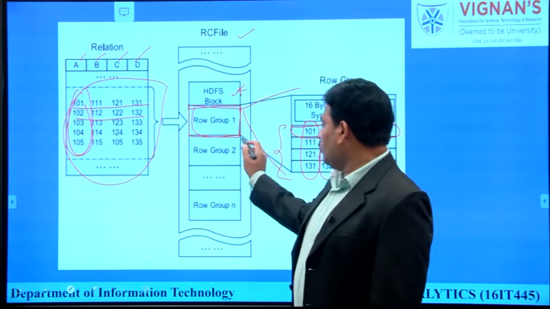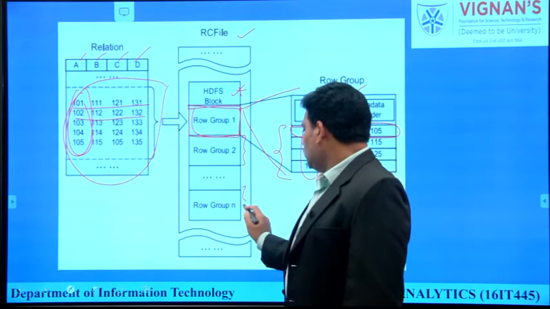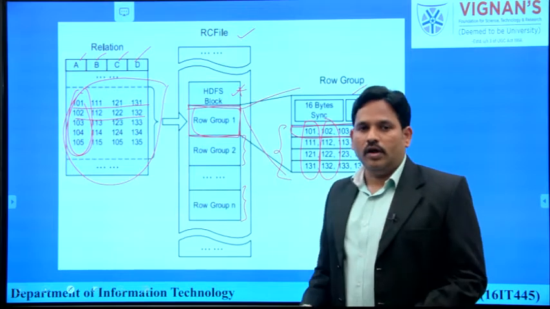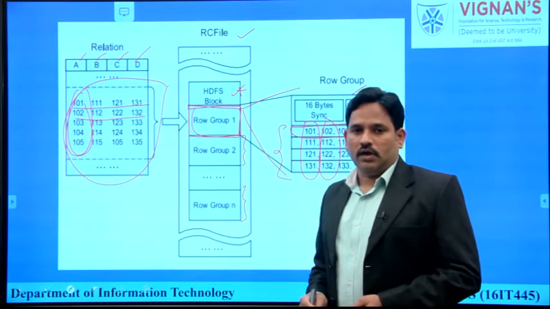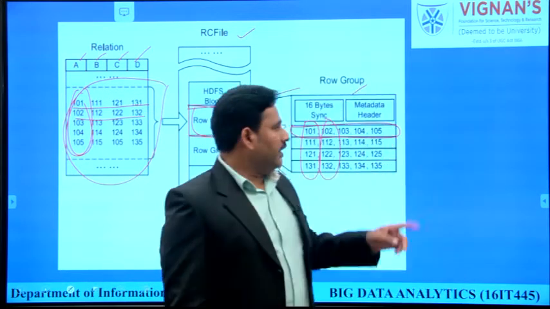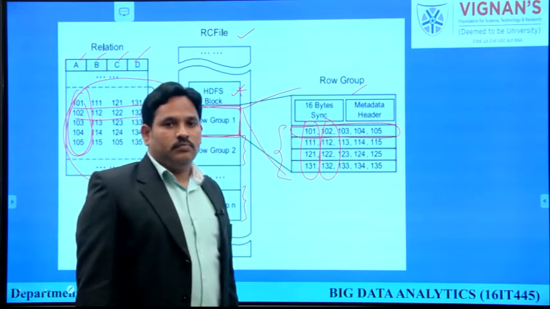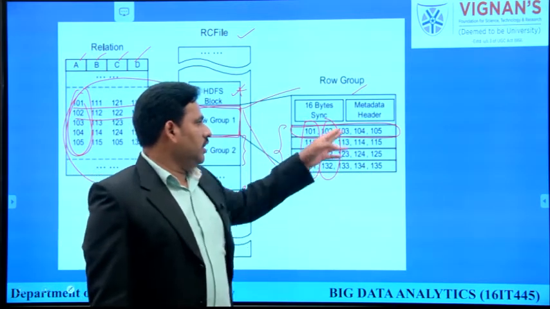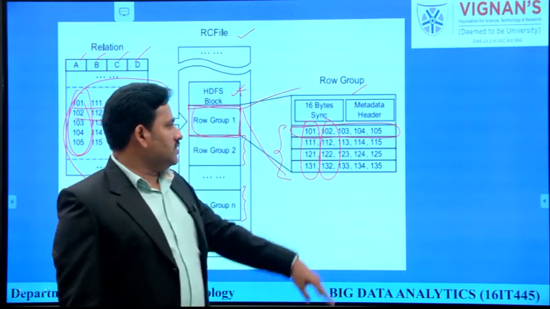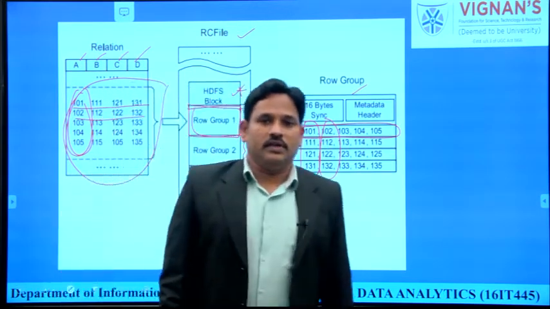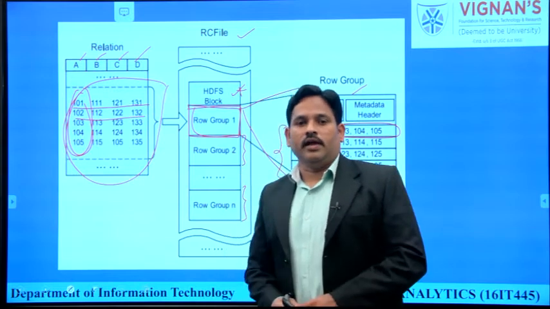Like this, we are going to create a number of groups up to n. Every group will have a fixed amount of size and every group will have some header data. That header data will have 16 bytes of synchronous information and a minimum of 16 bytes of metadata header. So this is the representation of data in the RC file format.